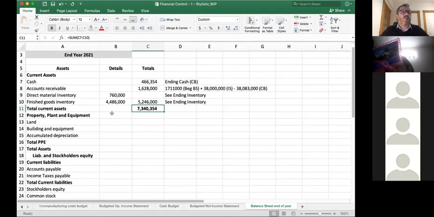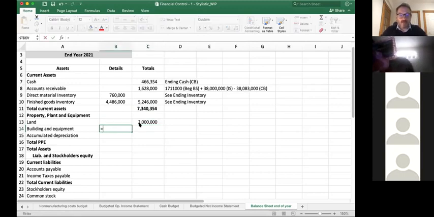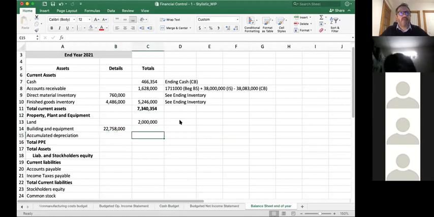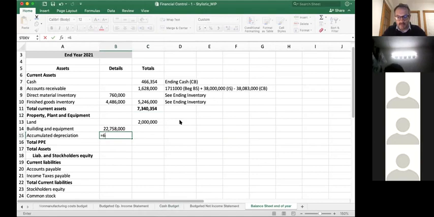Okay. Property, plant, and equipment. So what do we have? So we have land, okay, which is 2 million. And we got building and equipment, so it's 20 million at the beginning. Okay, do I have my zero? Yeah, I think so. Plus new fixture that we bought.